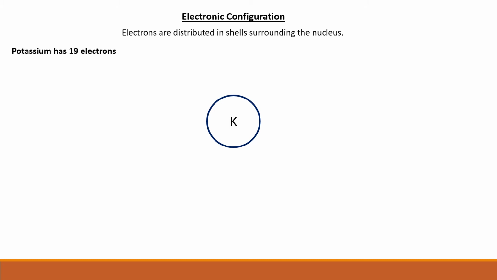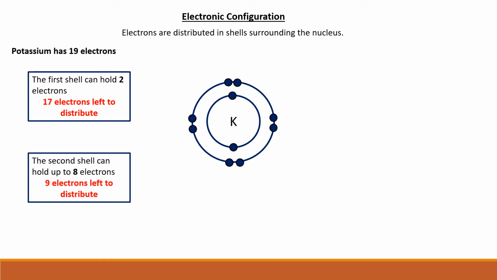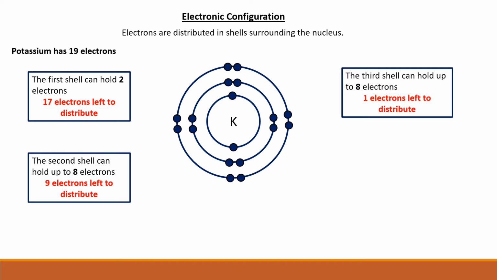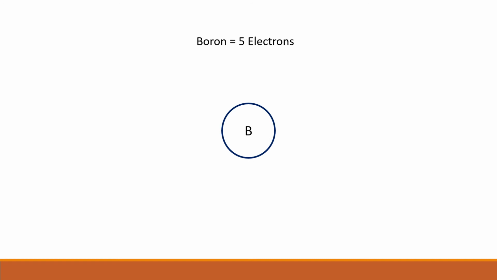So there are 19 electrons in total. The first shell can hold up to 2. The second can hold up to 8, the third can also hold up to 8, and the fourth shell can hold up to 2 electrons. So we would write the electronic configuration for potassium here as 2,8,8,1 to show how many electrons are in each shell. Just an example with boron, which has fewer electrons, 5, so this would be distributed as so.